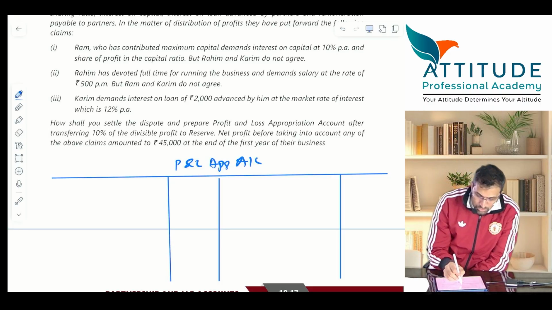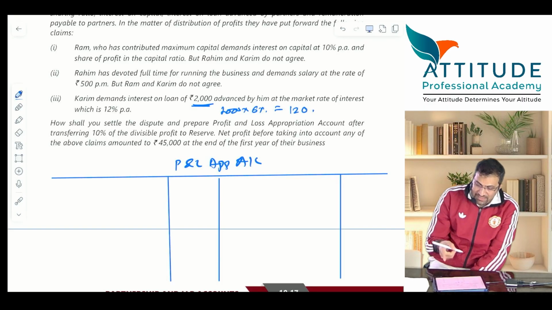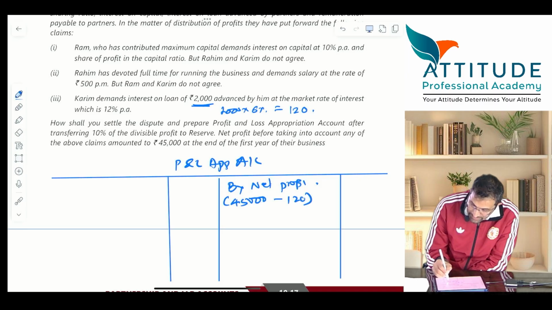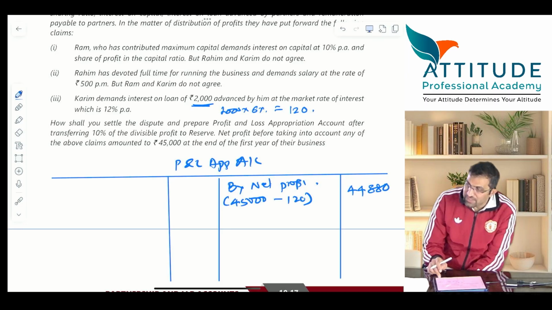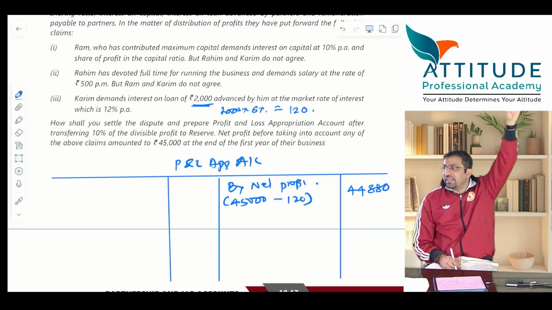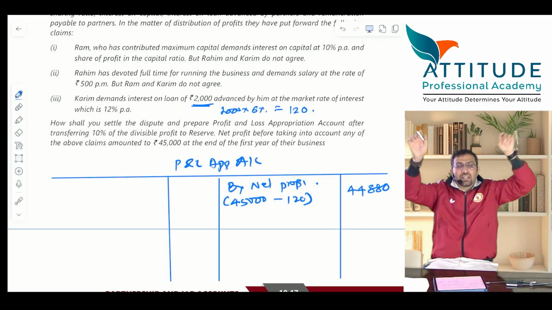Interest on loan calculate करो. 2000 के ऊपर 6% लगाओ. 2000 into 6% लगाओ. कितना आता है? For one full year कितना आया? हाँ तो 120, 45,000 में से डिडक्ट करो. So your net profit will not be 45,000. It will be 45,000 minus 120, कितना? 44,880. This is your divisible profits because 120 will hit your P&L. P&L के बाद ही net profit इतना है. Understood? Clear? Now what are the divisible profits?